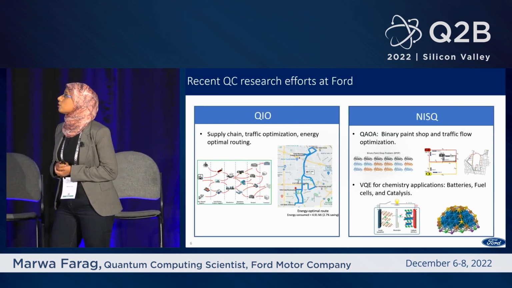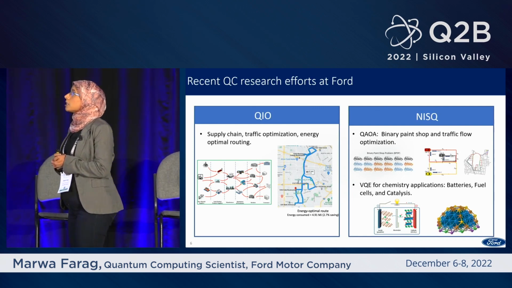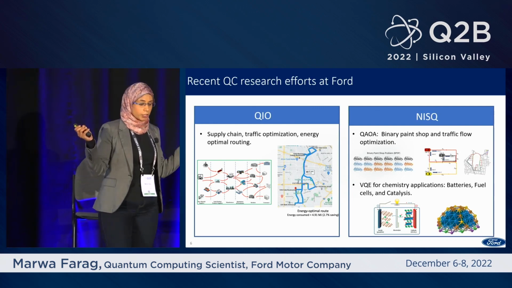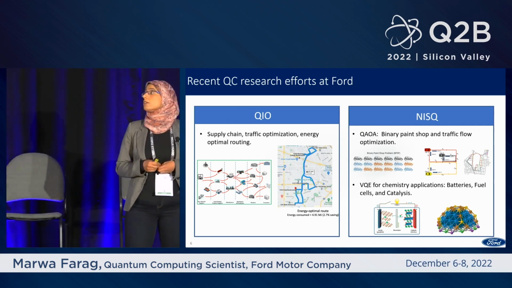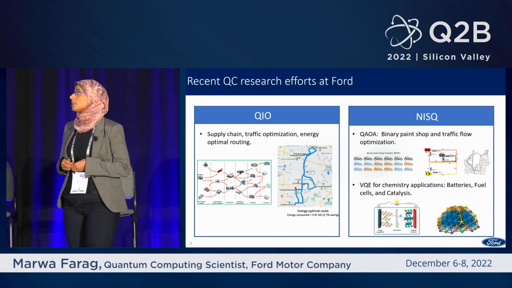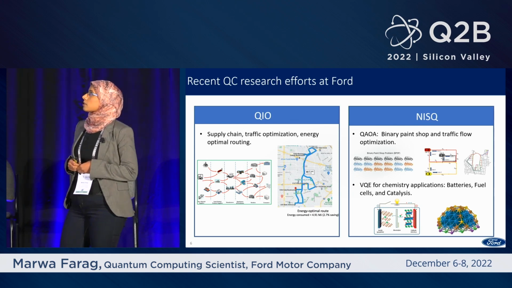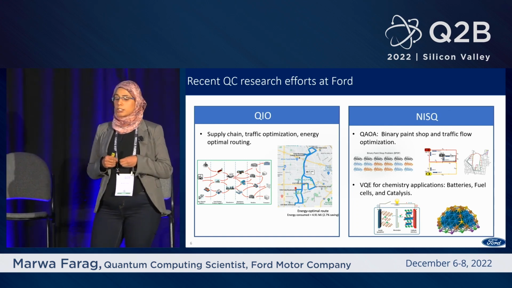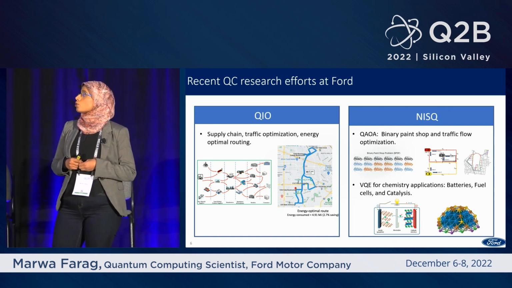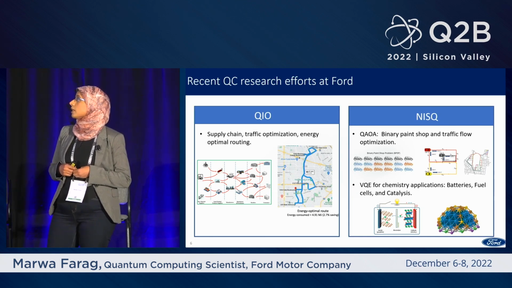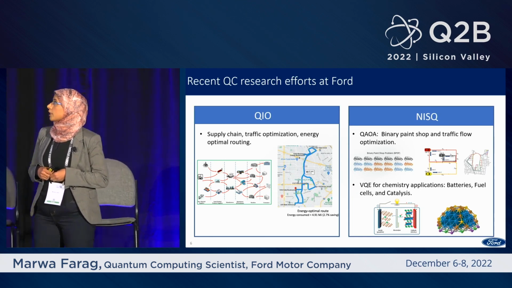So based on that here, these are recent quantum computing research efforts at Ford. We have been focusing on two categories here, quantum inspired optimization. We have been testing use cases such as supply chain, traffic optimization, and recently at Ford, internally, we developed a method to solve permutation-based optimization problem, and we used it to solve the energy optimal routing.